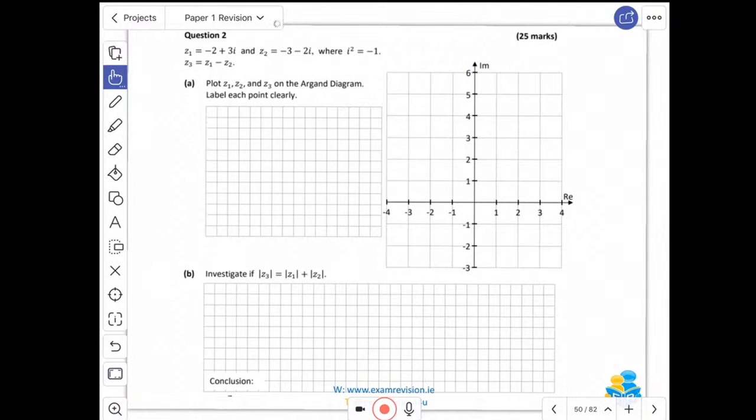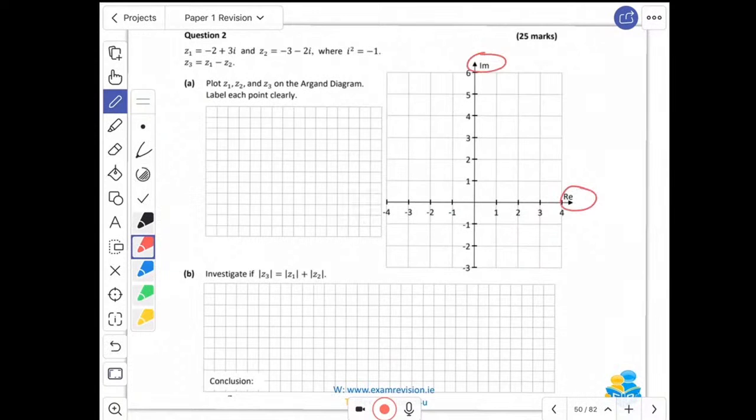So the Argand diagram, first of all, is made up of an x and a y axis, but instead of the x and y axis, we label it the real axis and the imaginary axis. With a complex number, as I said, the first part is generally the real part, and the second part is the imaginary part. So if you're being asked to plot Z1, that means we go -2 across your x and 3 up on your y. That's your first coordinate there for Z1. Z2 is -3, -2, so you go -3 across and -2 down. That gives you Z2. And then Z3, they're saying, is Z1 minus Z2.